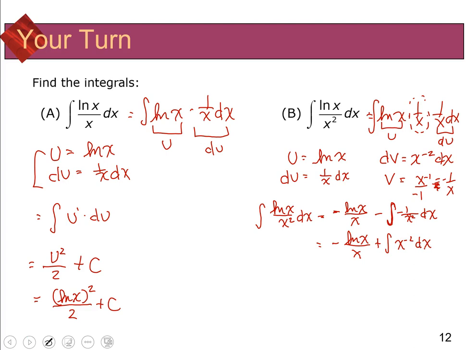And now I'm just going to integrate that because I'm just going to use the power rule again. So again, I'm going to have negative natural log of x over x plus x to the negative 1 over negative 1 plus c, which when I simplify, I'm going to have that as my final answer.